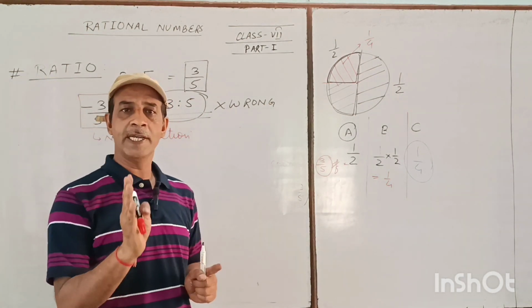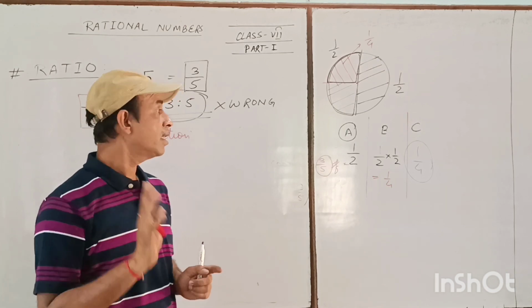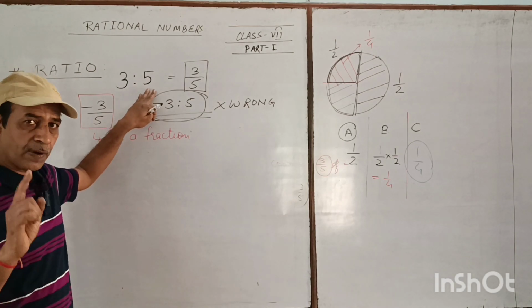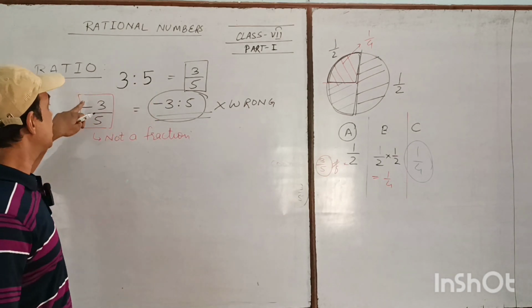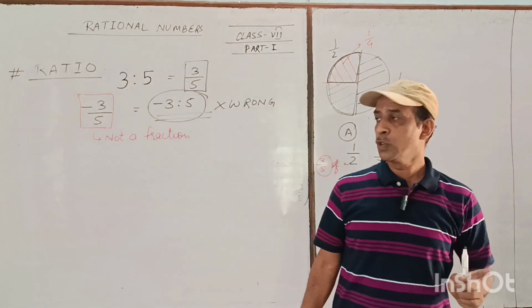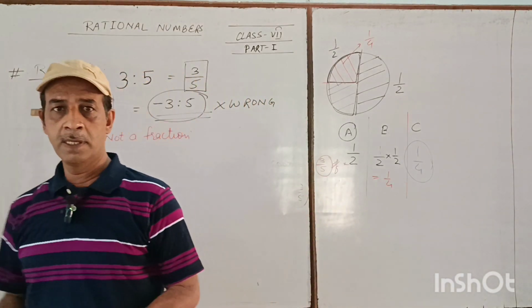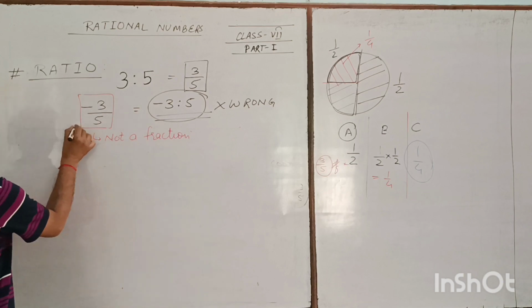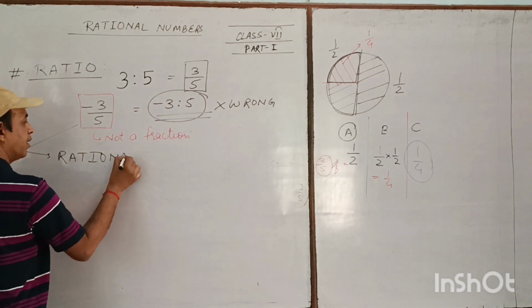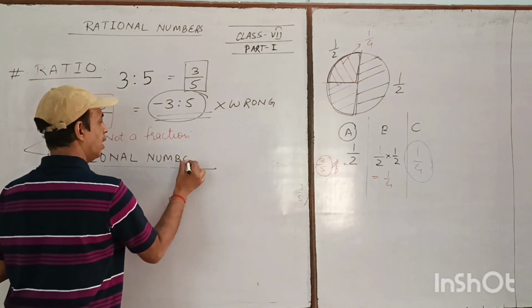3/5 is not a natural number, not a whole number, neither an integer, but it is a fraction. Minus 3/5, since it has a negative numerator, is not a fraction. Then what is it? This is a rational number.